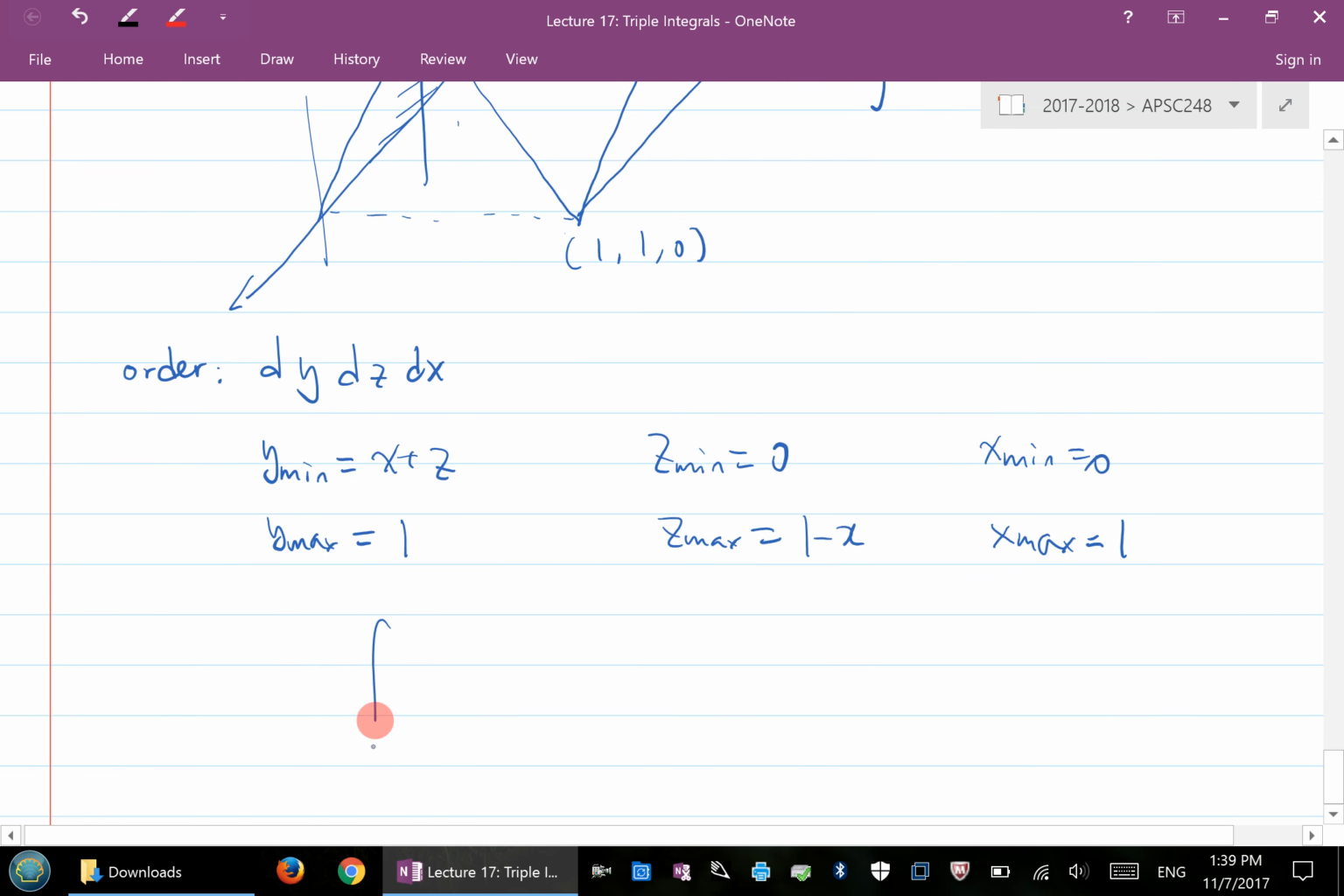And then you can write down the setup for this triple integral: dy, dz, and dx. The integrand is 1. Y goes from 1 to x plus z. Z goes from 0 to 1 minus x. And x goes from 0 to 1. Good.